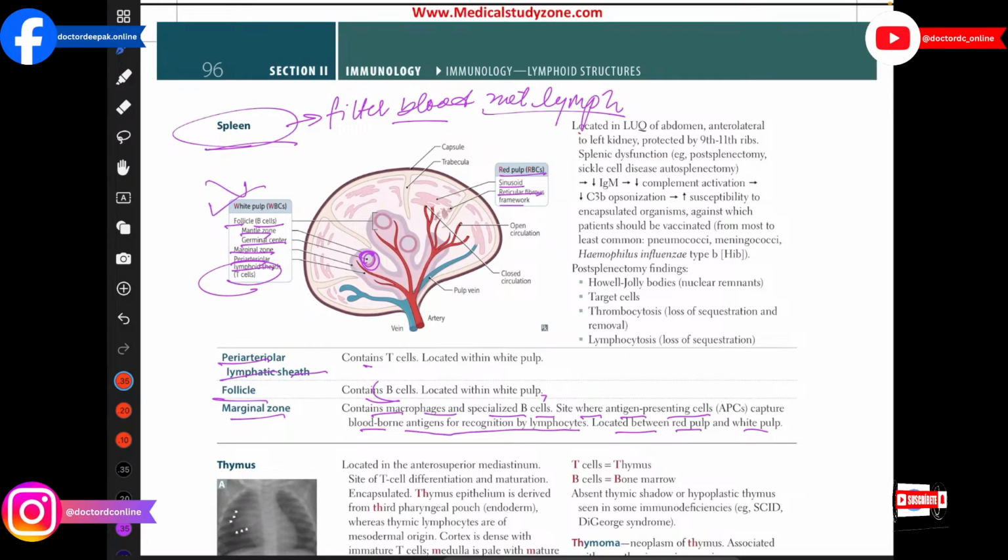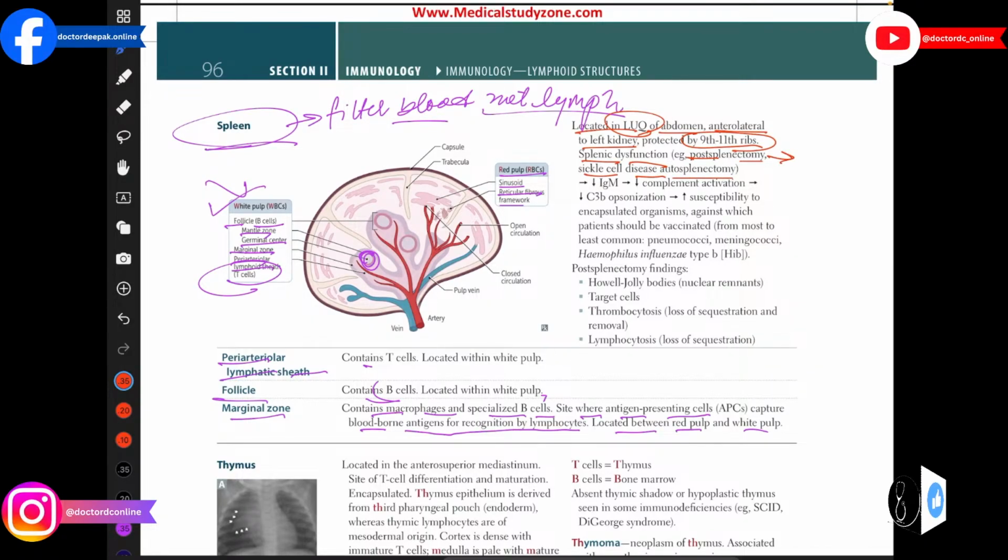Now we are going to read about the location of the spleen. The spleen is located in the left upper quadrant of the abdomen, anterolateral to the left kidney, and it is protected by the 9th to 11th ribs. Splenic dysfunction, where in some patients the spleen is not working, is mostly due to post-splenectomy or sickle cell disease, autosplenectomy. What does post-splenectomy mean?